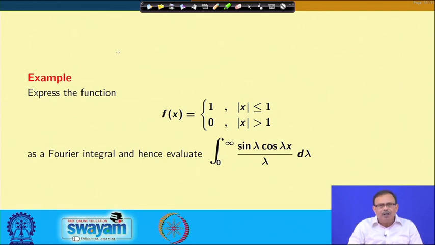So, my first job is to express the function f(x), defined like this, as a Fourier integral. Then, using the result I obtain, I will try to find the value of the integral from 0 to infinity of sine of lambda into cos of lambda x by lambda d lambda. Actually, here one x will come in this place. So, let us see.